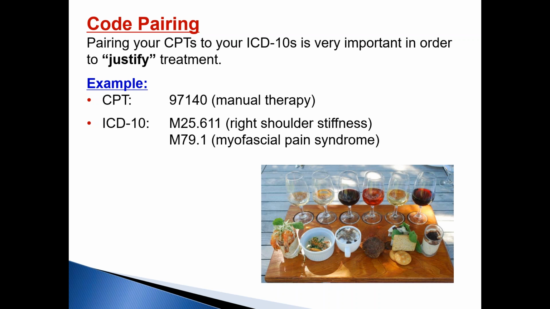So I look at it just like, you see the graphic with food and wine pairings. I enjoy going to food and wine festivals. It's one of my favorite things to do, and I like to learn from the experts. Red meat typically pairs with red wine, and white wine typically pairs with seafood. So here's an example. Manual therapy, 97140. There's your CPT code. That pairs beautifully with diagnosis code right shoulder stiffness or myofascial pain syndrome.